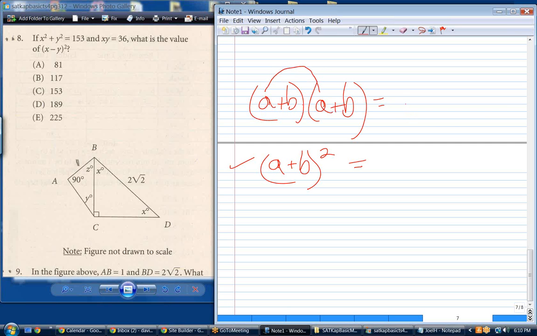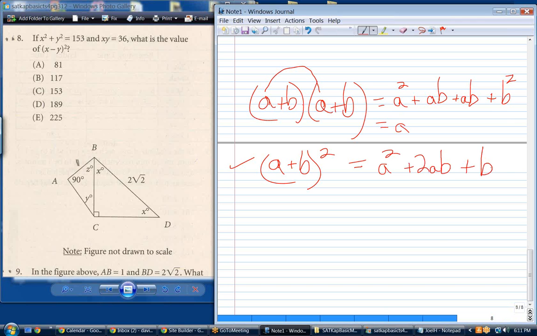Okay, so it'd be a squared plus b squared. Not if you're foiling it. If you're foiling it, it's first, and then outside, which is a times b, and then inside, which is another a times b, and then last is b squared. So this whole thing becomes a squared plus 2ab, always, plus b squared. This is what you want to memorize right there.